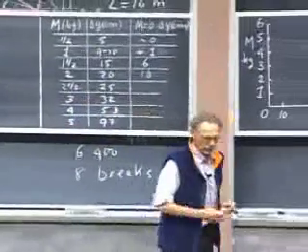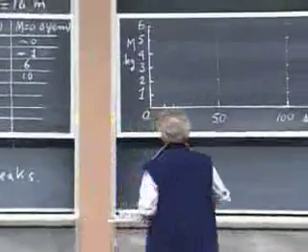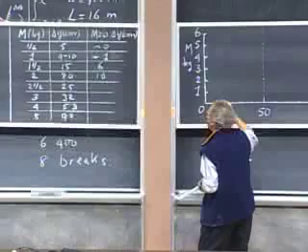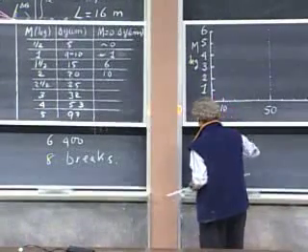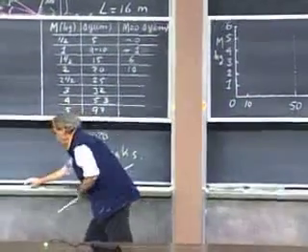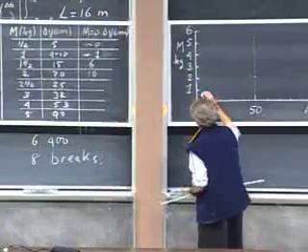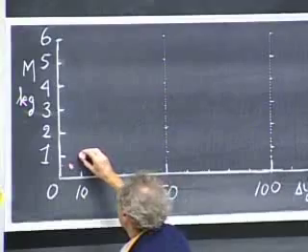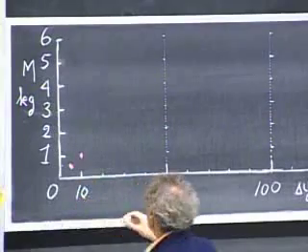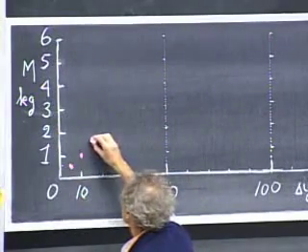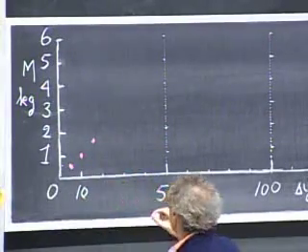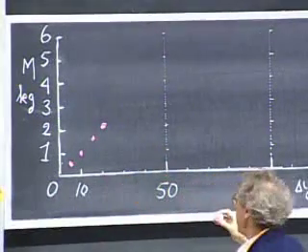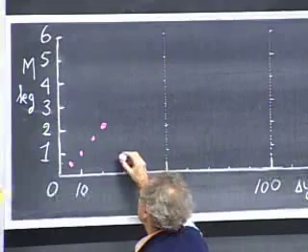Okay, let's put these numbers in here. So we have 1.5, half a kilogram, we have 5 centimeters. Let me do this in color. So that gives me a point here. And then at 1, we have about 10. And at 1.5, we have about 15. And at 2, we have about 20. And at 2.5, we have 25.